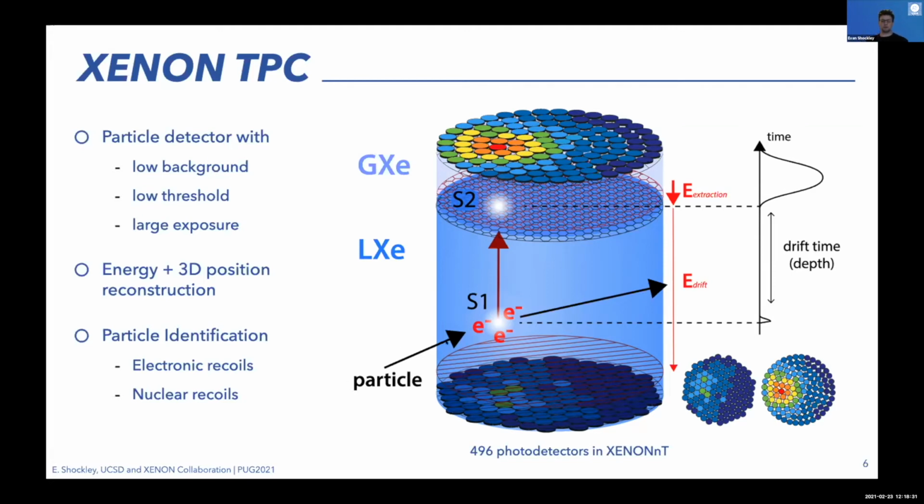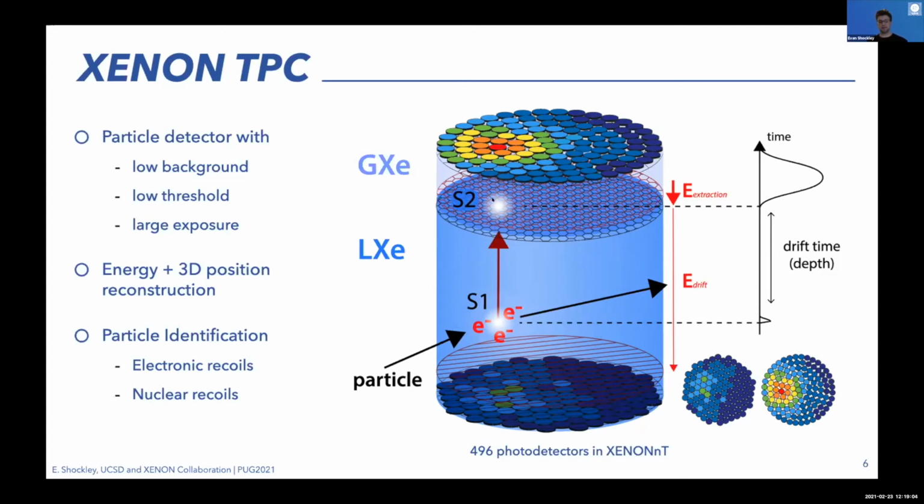The way it works is when a particle comes in and scatters in the liquid, it'll produce both scintillation light and ionization charge, so photons and electrons. Those photons are immediately detected by photodetectors that line both the bottom and the top of the detector. These are just photomultiplier tubes. That first photon signal is called the S1, immediately detected after the interaction. While that's going on, the electrons produced at that same interaction are drifted to the top of the detector using an electric field.